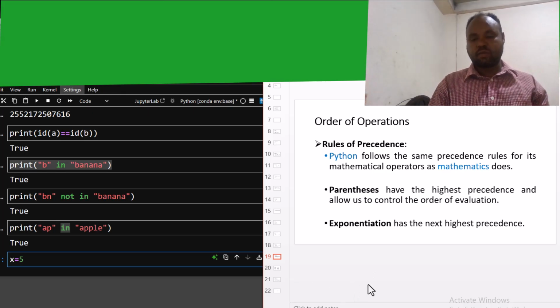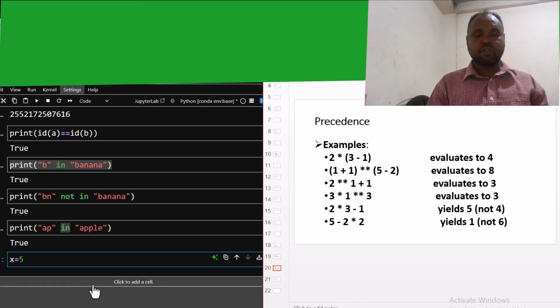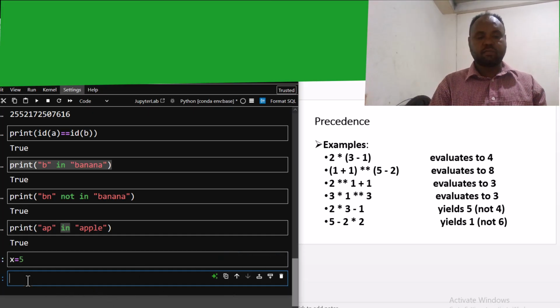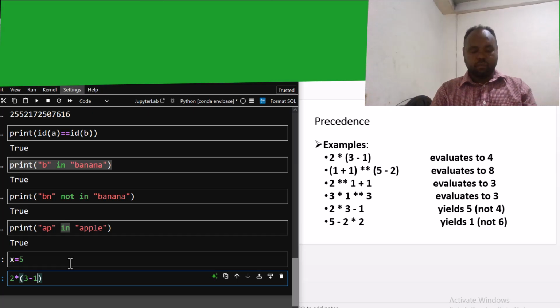So let us see some examples related to these precedences. For example, let us consider this one: 2 times, in parentheses, 3 minus 1. What is the result of this one, based on the rule of precedence in mathematics? Because Python takes into effect the rules of mathematics.